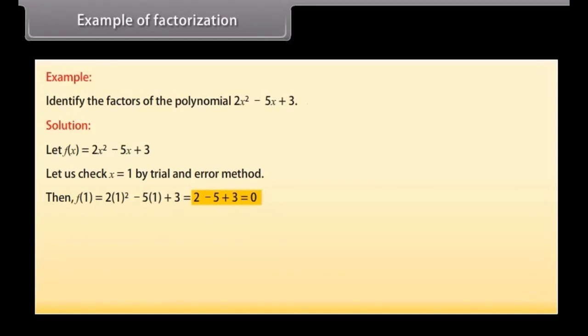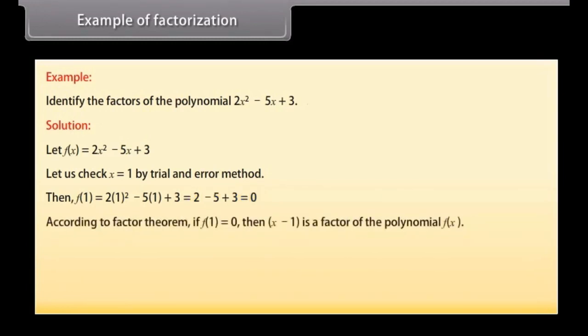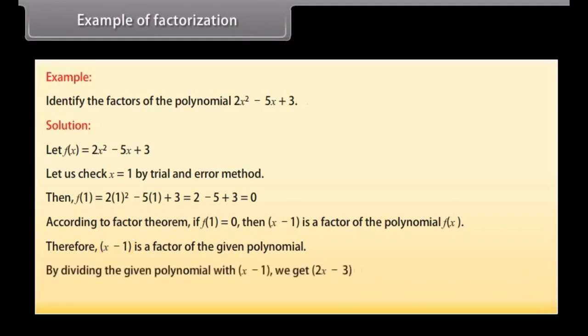which equals 0. According to factor theorem, if f(1) = 0, then x - 1 is a factor of the polynomial f(x). Therefore, x - 1 is a factor of the given polynomial. By dividing the given polynomial by x - 1, we get 2x - 3. So, the factors of the given polynomial are 2x - 3 and x - 1.